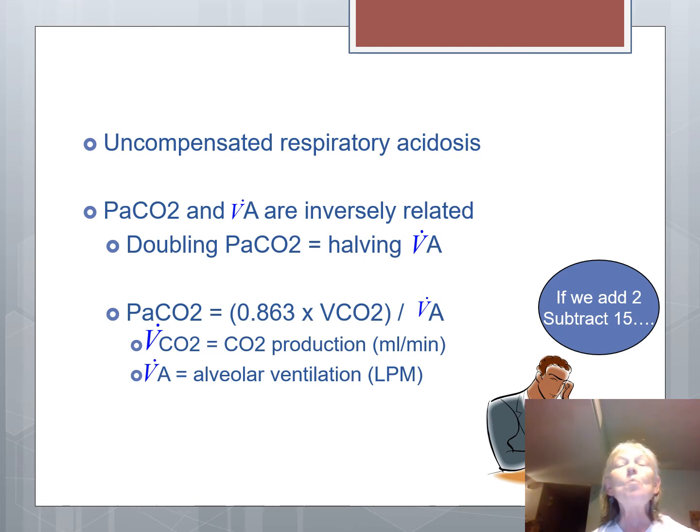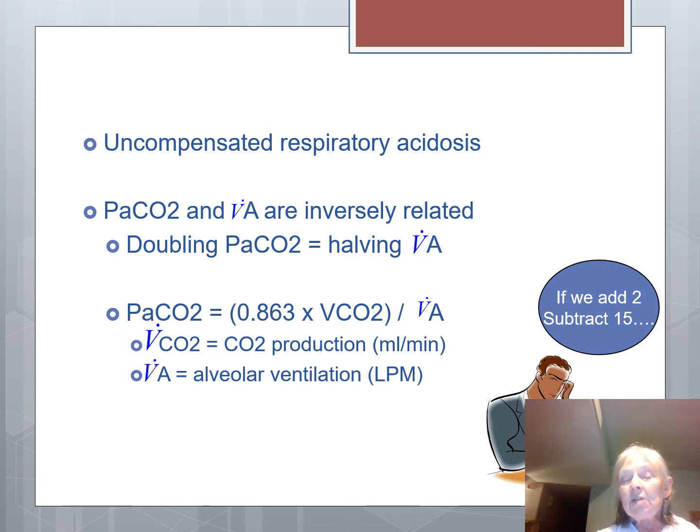Once you start picking up more dead space, your alveolar ventilation is going to decrease. Because your alveolar ventilation is now decreasing, the CO2 is going to increase. The relationship, as you can see, is that if you double the CO2, you're going to cut your alveolar ventilation in half. Okay? That's one of the concepts you need to make sure you understand: the relationship between minute alveolar ventilation and PaCO2.